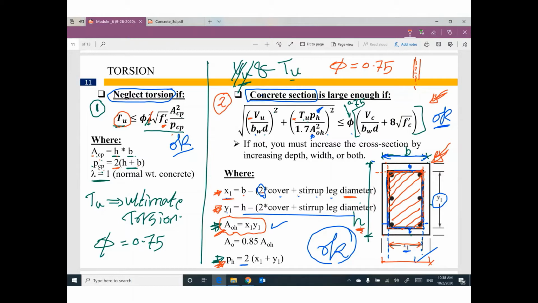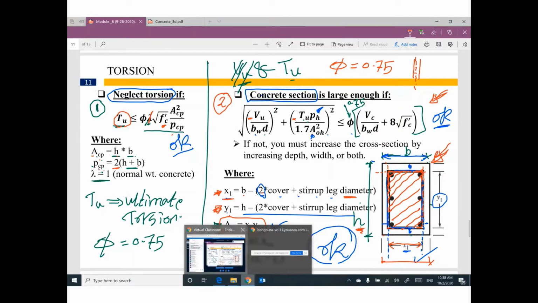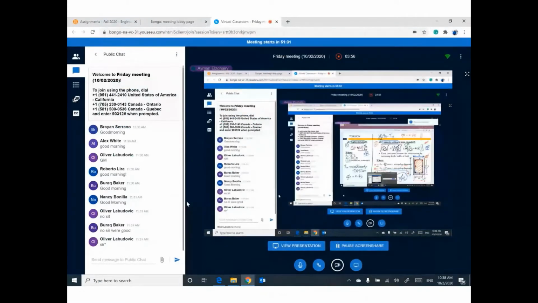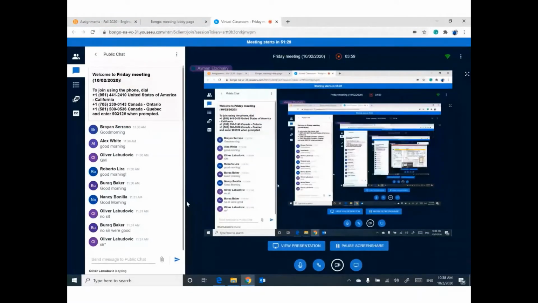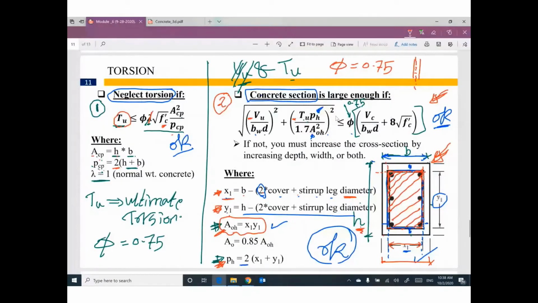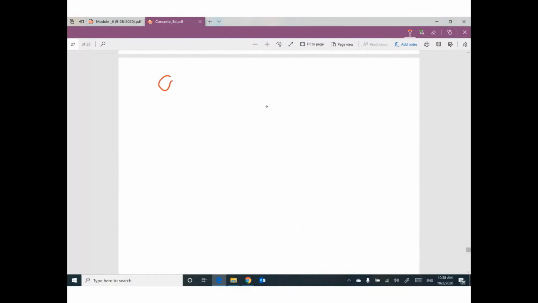Any questions so far? Any questions so far? According to ACI, the concrete cover is measured like this. It's a good question.